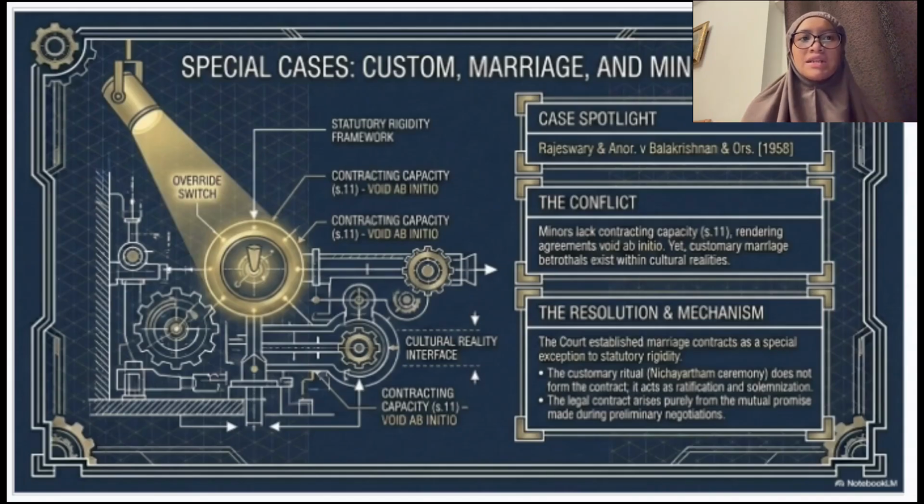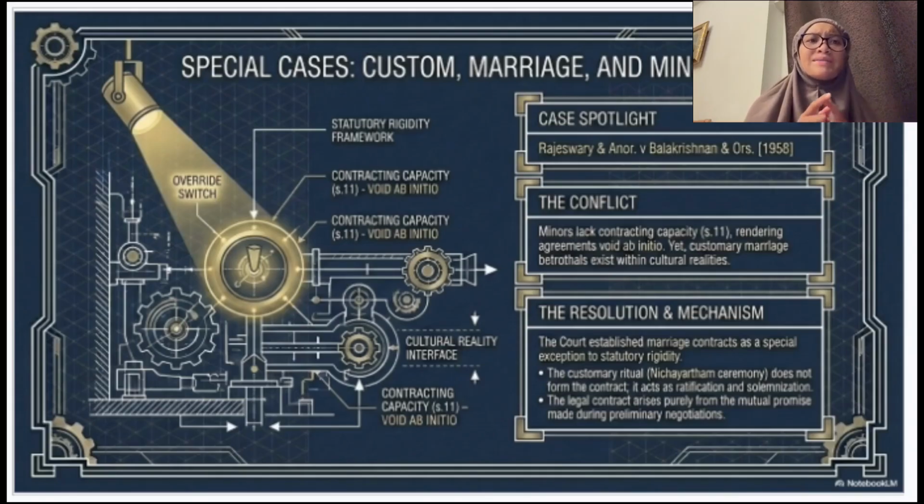The case mentioned here is Rajaswari v. Balakrishnan from 1958. The court had to decide whether a customary marriage arrangement involving minors should automatically be considered void due to lack of contractual capacity. The court recognized that marriage is different from ordinary commercial contracts. Marriage carries social and cultural importance, so the court treated it as a special exception.